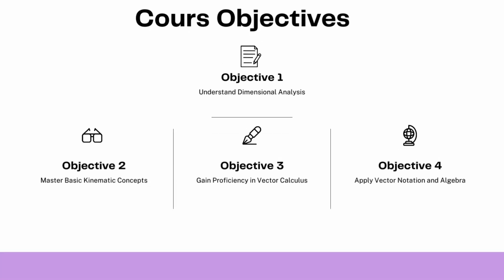Now let's discuss the objectives for this course. Our first objective is to understand dimensional analysis, which is crucial for checking the consistency of equations and understanding physical quantities. The second objective is to master basic kinematic concepts such as velocity and acceleration, which are fundamental to analyzing motion. The third goal is to gain proficiency in vector calculus, which will allow us to handle various physical quantities that have both magnitude and direction. Finally, we aim to apply vector notation and algebra to solve problems and describe physical phenomena accurately. These objectives will guide our learning and ensure we cover the essential aspects of particle mechanics.